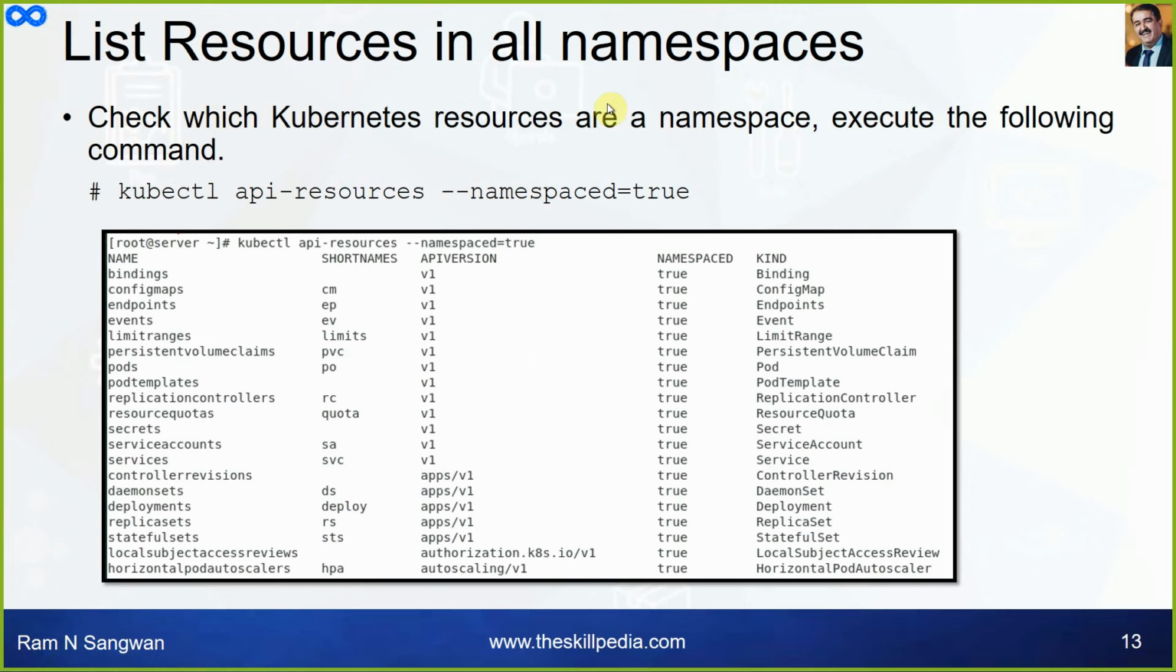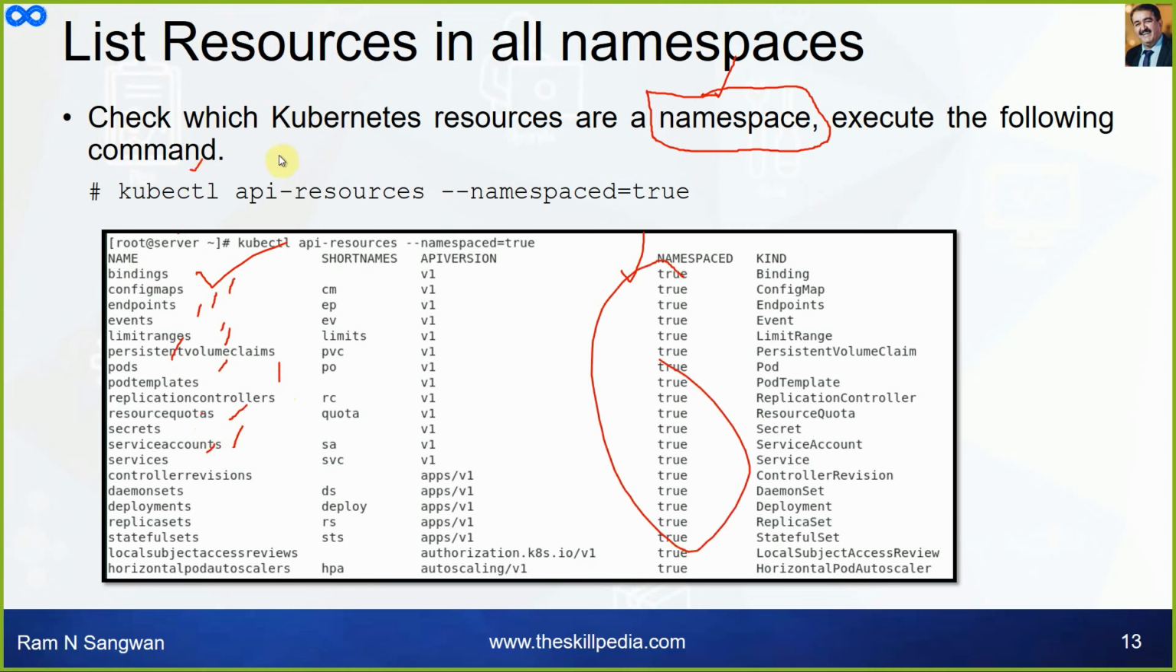Check with Kubernetes which Kubernetes resources are namespaced. Not all Kubernetes resources are namespaced. There are some resources which are not namespaced, meaning they are global in nature. The resources which are namespaced are bindings, config maps, endpoints, events, limit ranges, persistent volume claims, pods, pod templates, replica controllers, resource quotas, secrets, service accounts, services. All these are namespaced because we specify kubectl api-resources --namespaced=true.